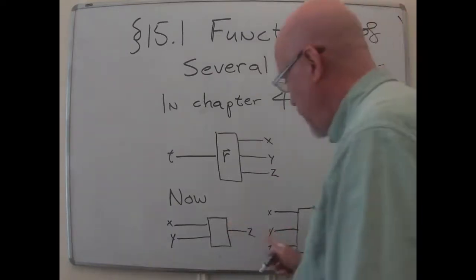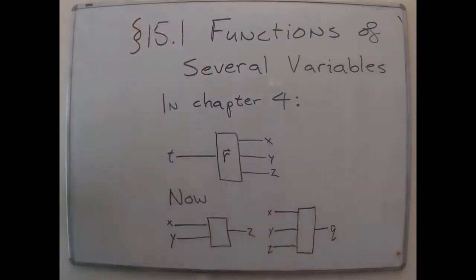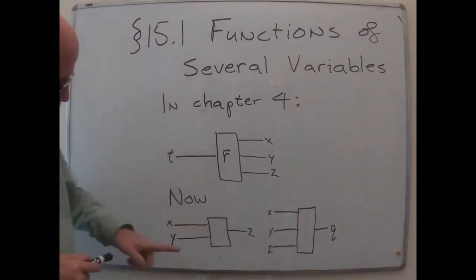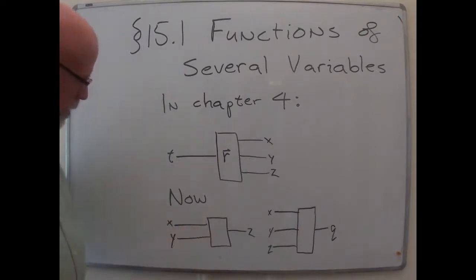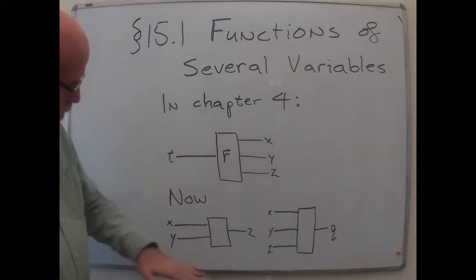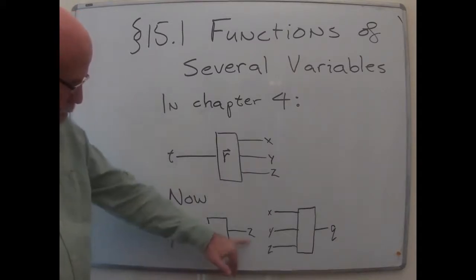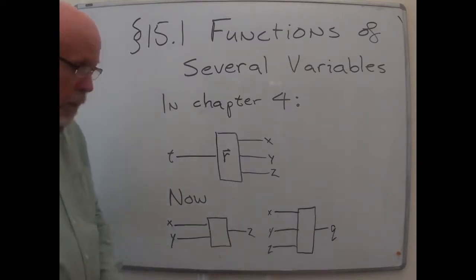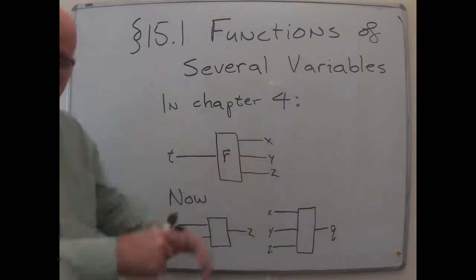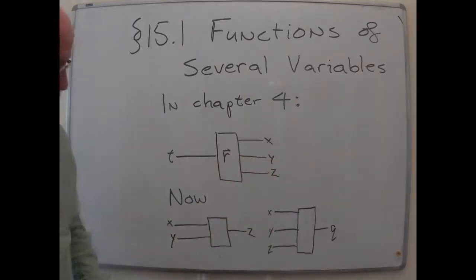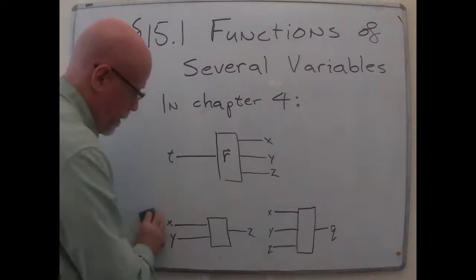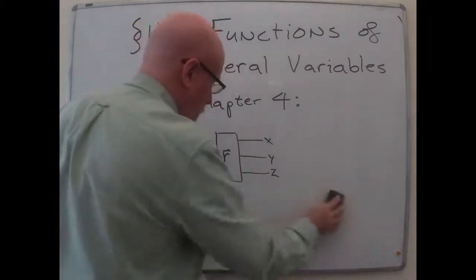So what kinds of entities are these? Functions that have multiple inputs and a single output. This is probably the easiest kind to understand. What that says is, at every point in the xy plane, you'll get a z coordinate. In other words, you'll get a surface that lies above the xy plane if you have a function like this. And we've actually seen some of these already.